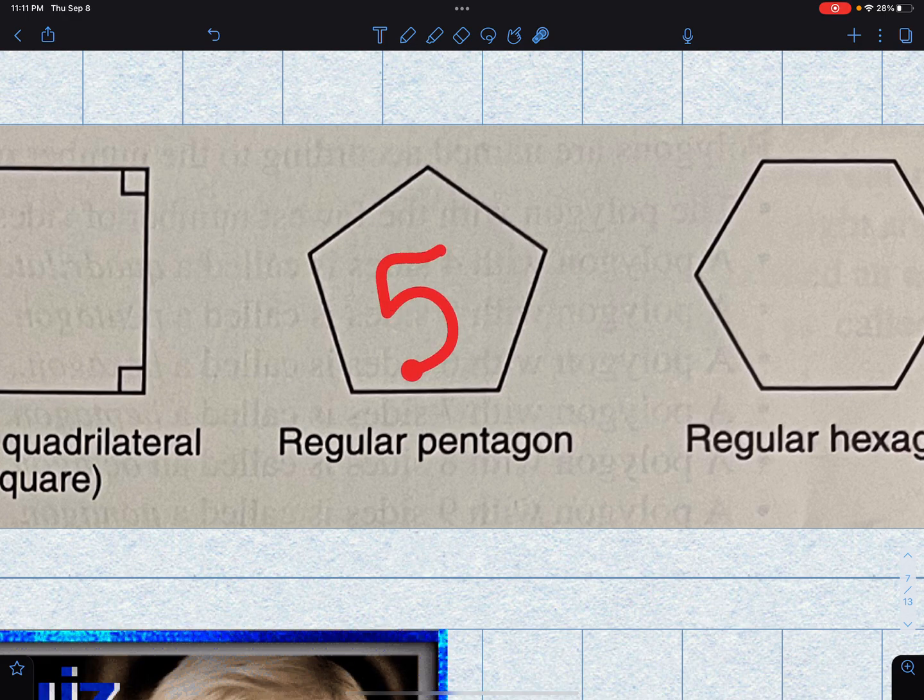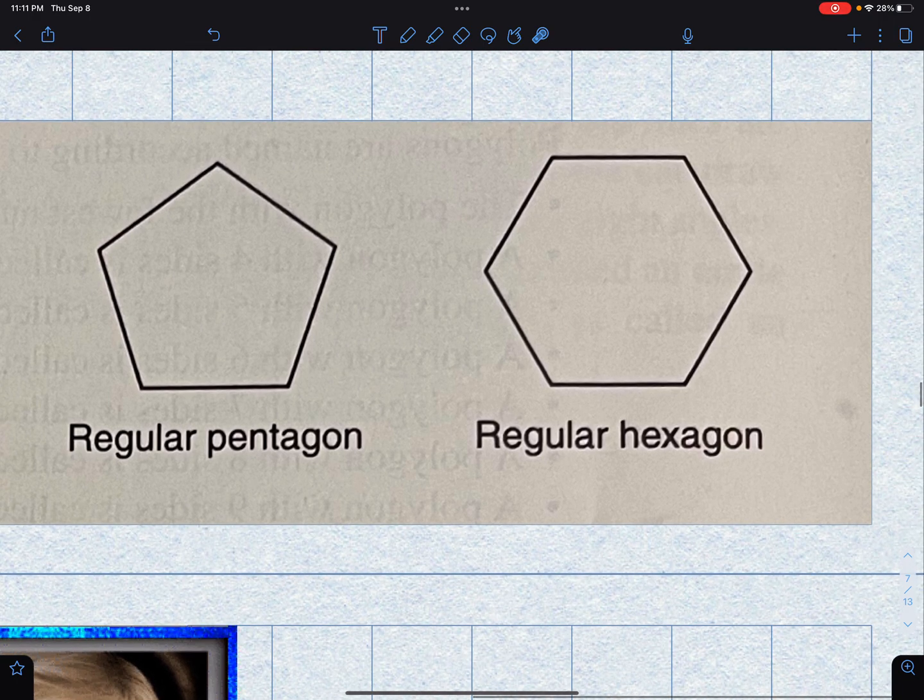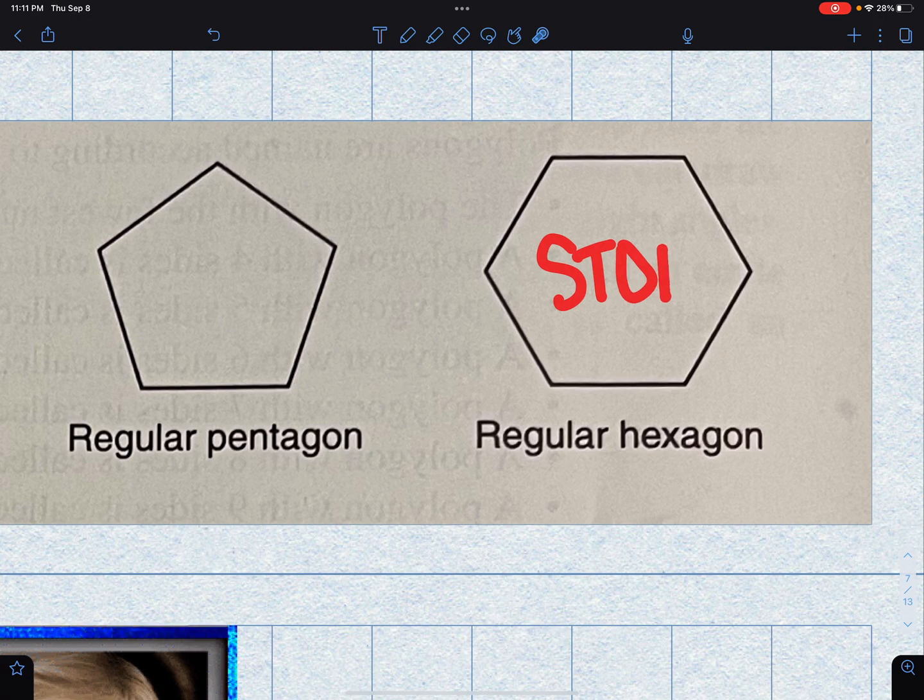What about a regular pentagon? Remember, the pentagon is the one that looks like a tent. I'd stay in this tent. It's so cute. It's a regular pentagon that all the lengths are the same. A regular hexagon, so this is cool. I think this is a stop sign. I think it is, but sometimes I mess that up and it could be an octagon.